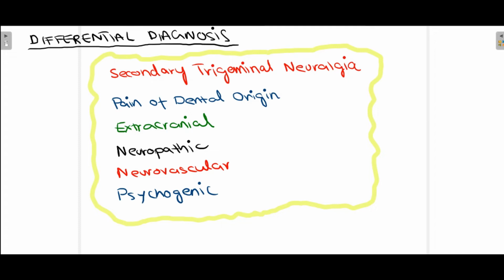Now, talking about the differential diagnosis of trigeminal neuralgia, there are these 6 conditions that mimic features of trigeminal neuralgia. Firstly, there is secondary trigeminal neuralgia. Then pain of dental origin, where some dental pain mimics the pain of trigeminal neuralgia. There might be some extracranial lesion or pathology that might lead a doctor to suspect that the patient is suffering from trigeminal neuralgia. Sometimes neuropathic pain, neurovascular pain, and lastly some psychogenic pain might mimic trigeminal neuralgia. These differential diagnoses are important so that we can exclude these conditions in order to reach our definitive diagnosis.